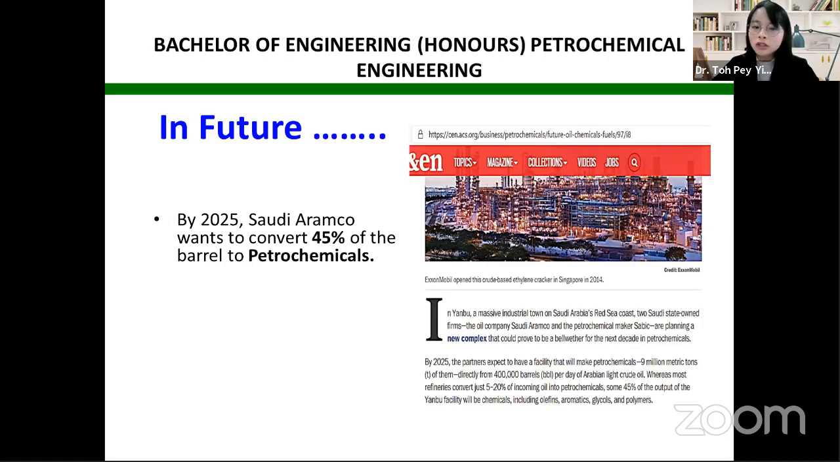Okay, this news reports that Saudi Aramco is starting to focus on converting more of their petroleum to petrochemicals. They hope to convert up to 45% by 2025. Okay, more products will be petrochemicals.